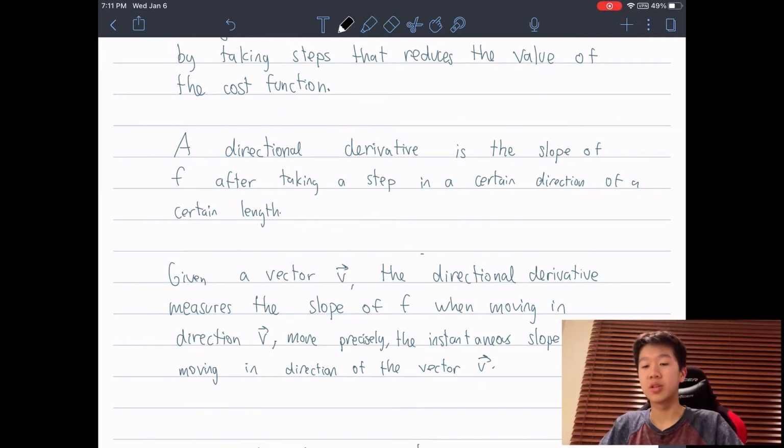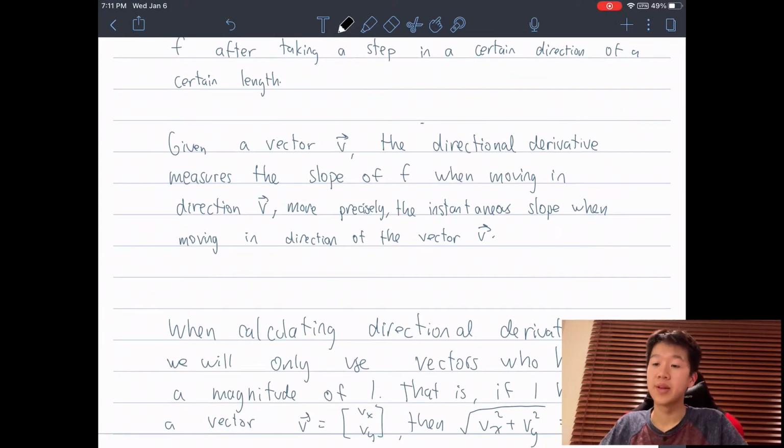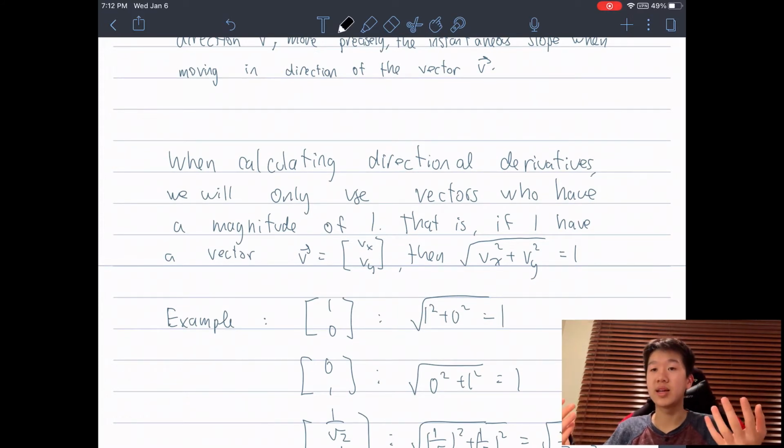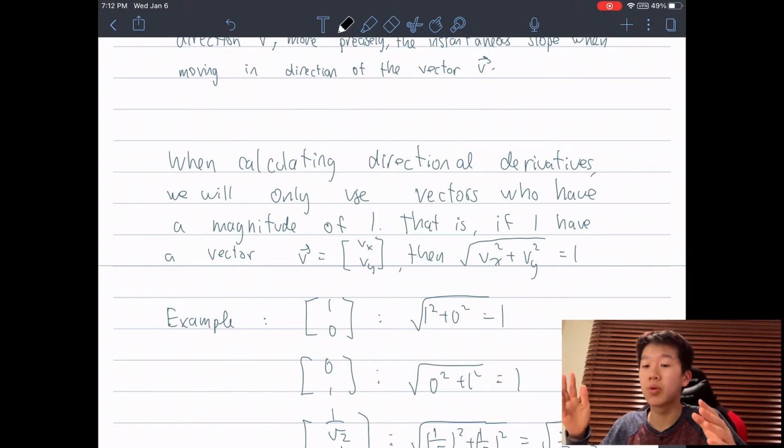So a directional derivative is the slope of f after taking a step in a certain direction of a certain length. So for example, given a vector v, the directional derivative measures the slope of f when moving in direction v, or more precisely, the instantaneous slope when moving in the direction of the vector v. And when calculating directional derivatives, we will make sure that every vector v will have a magnitude of 1, and that is very important for us.